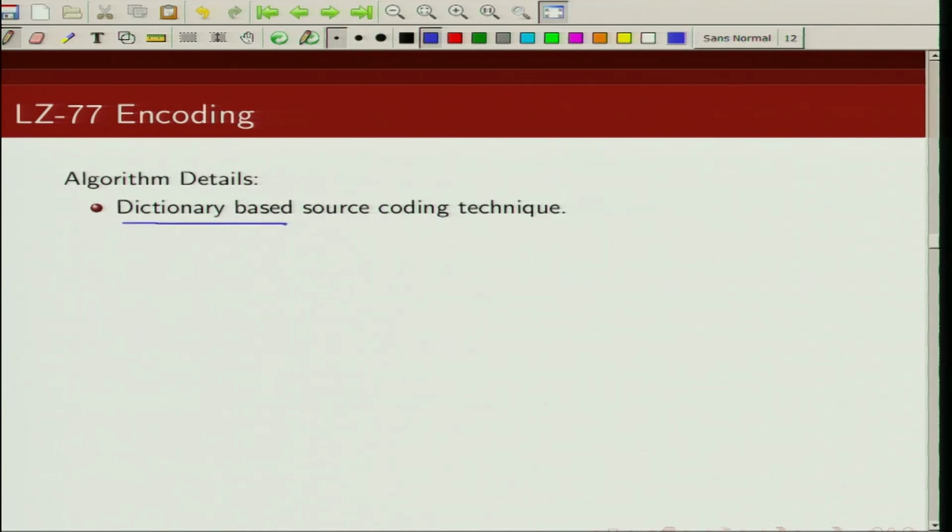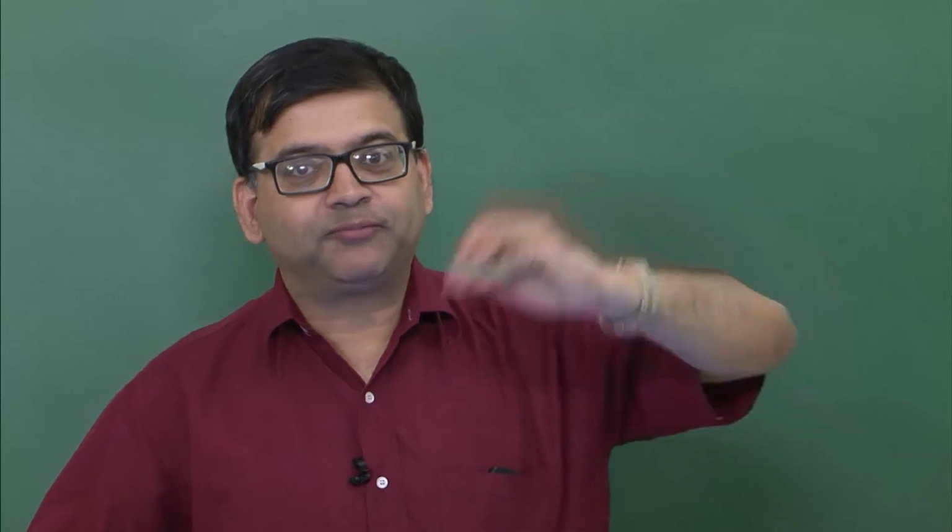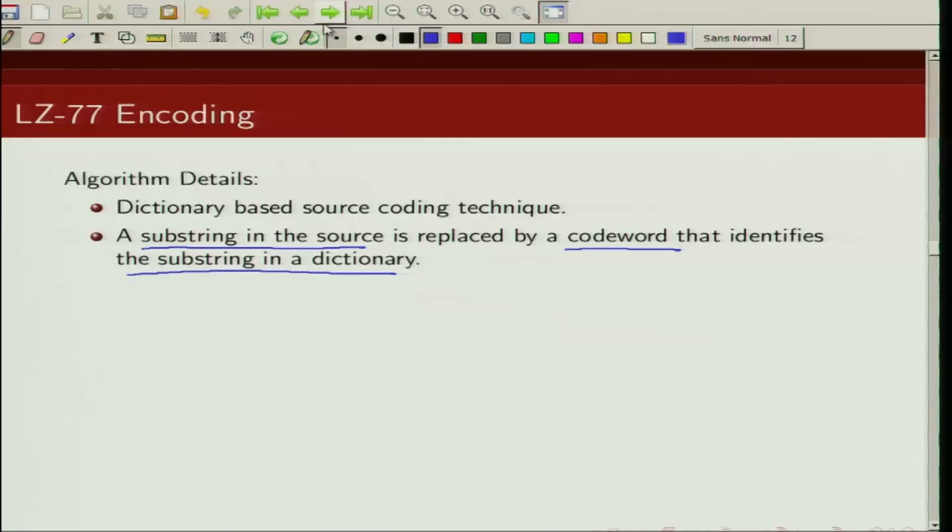So as I said, this is a dictionary based source compression algorithm, and we will talk about how we create a dictionary. A substring in the source is replaced by a code word that uniquely identifies that substring in the dictionary. So you can think of it as this string that we want to encode can be partitioned into smaller substrings, and corresponding to each of these substrings there is a code word. Now how we partition it into these substrings depends on what is there in our dictionary, and we will talk about that.